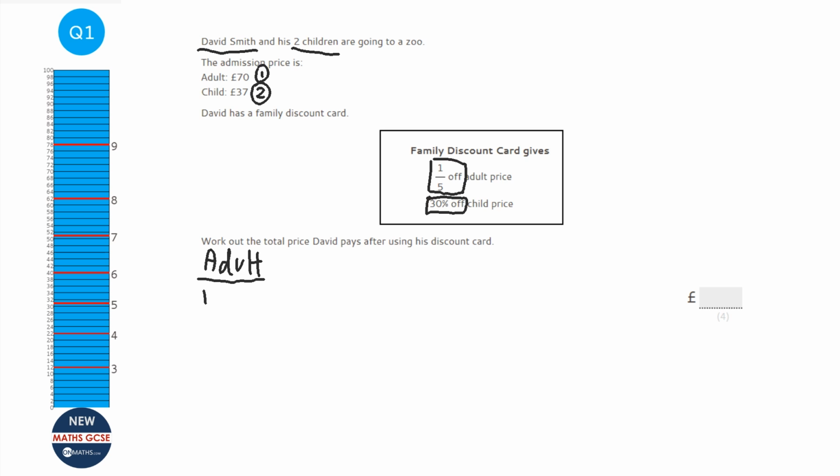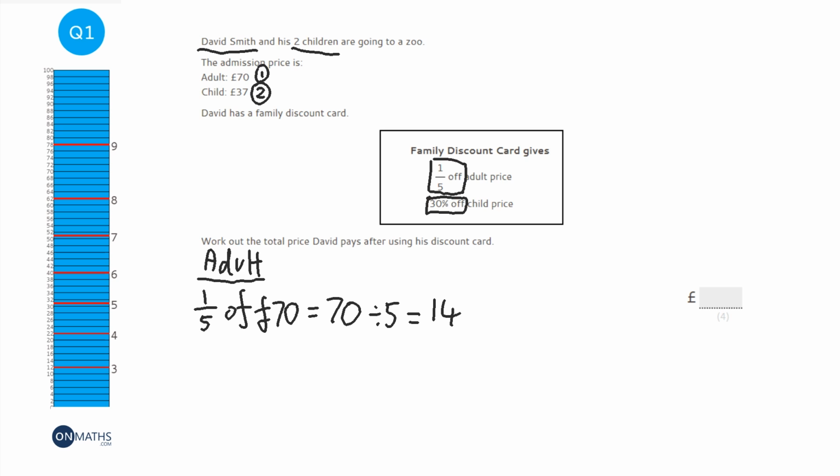So a fifth off. Well, first of all, let's work out a fifth of £70. To work out a fifth, you can just divide 70 by 5. Now I know that 10 fives are 50 and 4 fives are 20, so that's going to be 14. So that's going to be £14 he gets off. So therefore the price will be the £70 take away the £14. So 70 take away 10 is 60, take away 4 is 56. So he's going to pay £56 himself.